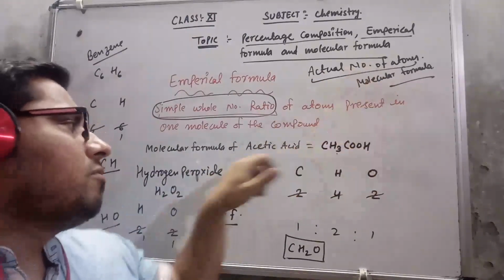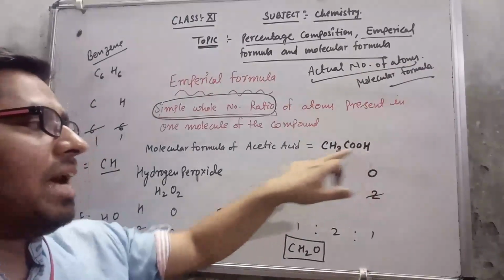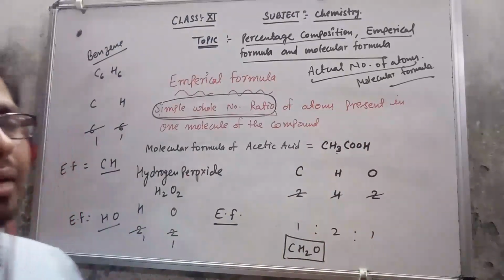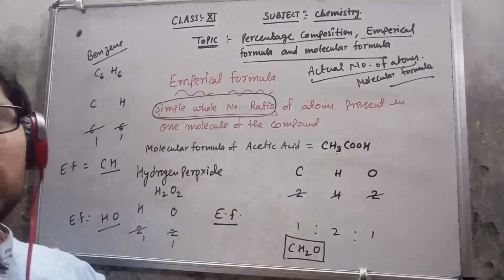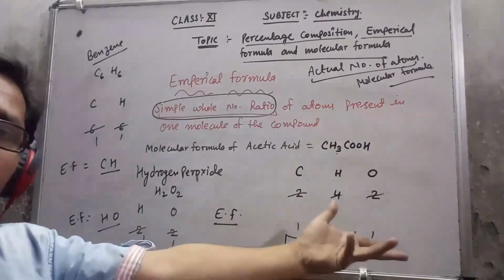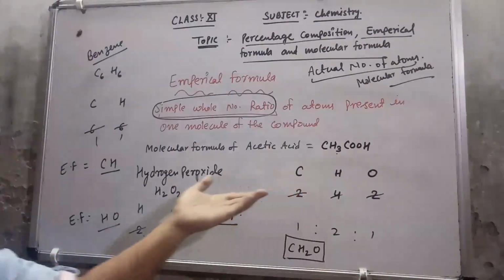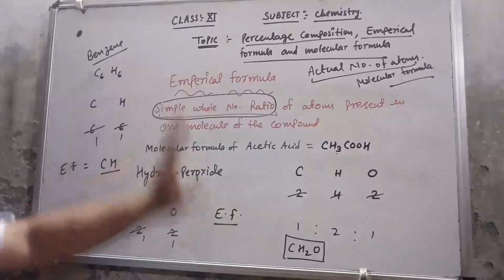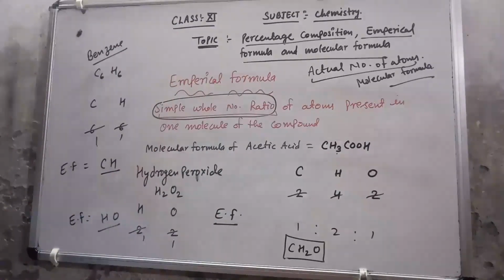Like I have discussed with you, acetic acid, this is the actual number, that means the actual number of carbon, hydrogen, oxygen. So this is the molecular formula, and the empirical formula is the simple whole number ratio of the atoms which are present in the molecular formula. So I hope you are easily able to do the empirical formula and molecular formula. Now I will discuss the questions in which we find the empirical formula and molecular formula related to the percentage composition.